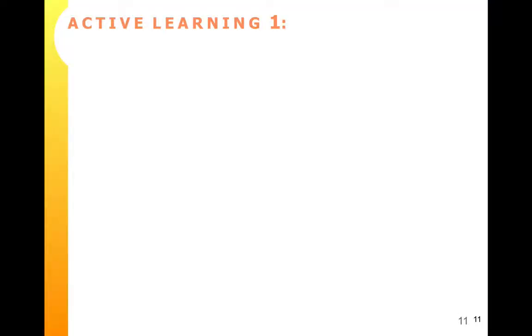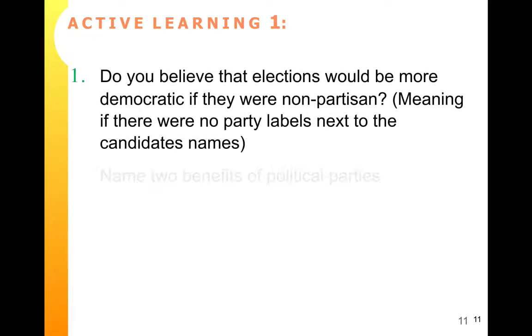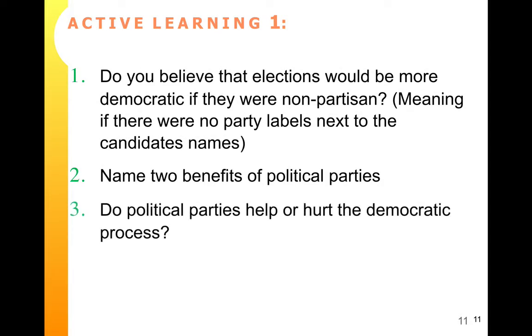We're going to start our active learnings for Unit 5, so go ahead and get out an active learning page. You're going to have 3 questions on this one. The first one is, do you believe that elections would be more democratic if they were nonpartisan? Meaning, should we take the Democrat and Republican labels off of the candidates' names on a ballot? I want you to name 2 benefits of political parties. And number 3, do you believe parties help or hurt the democratic process?